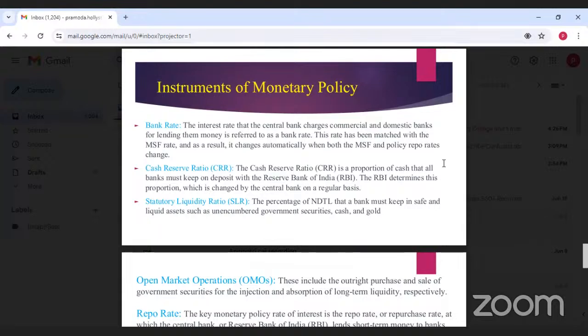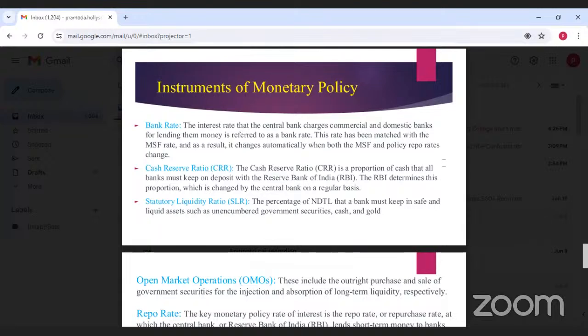The same thing with SLR. SLR means statutory liquidity ratio. That means apart from the cash reserves, all the commercial banks in the country have to keep certain reserves in the form of gold or in the form of government securities with the Reserve Bank of India. The gold or securities that commercial banks have, they have to deposit a certain percentage as SLR with the Reserve Bank of India.